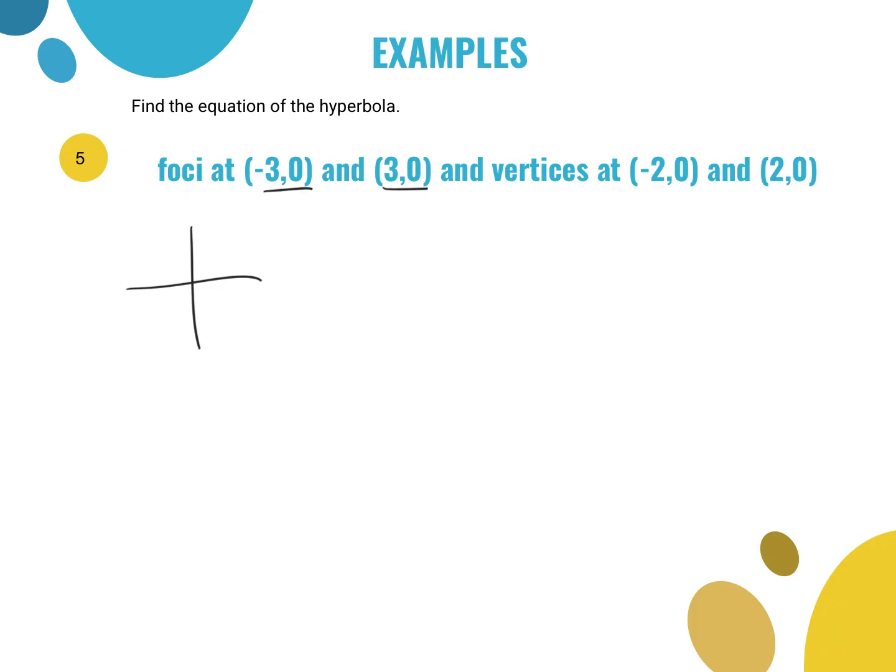So let's start with our foci. I have 3, 0 right there, and then negative 3, 0 somewhere right there. We also have vertices at negative 2, 0 and 2, 0, so a point right there and a point right there. Because these are where my vertices and foci are, I know that this is going to open side to side. So that means it's an x squared hyperbola, meaning it's going to be x squared over a squared minus y squared over b squared equals 1. We just need to find our a and b values.